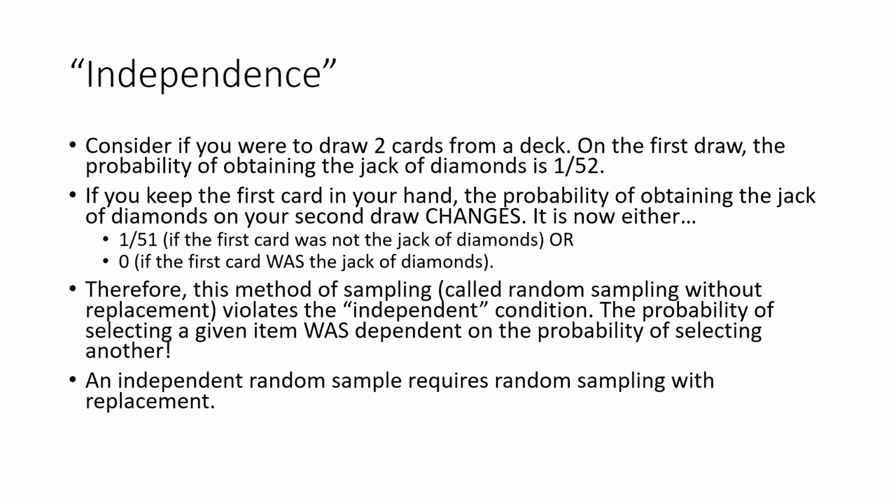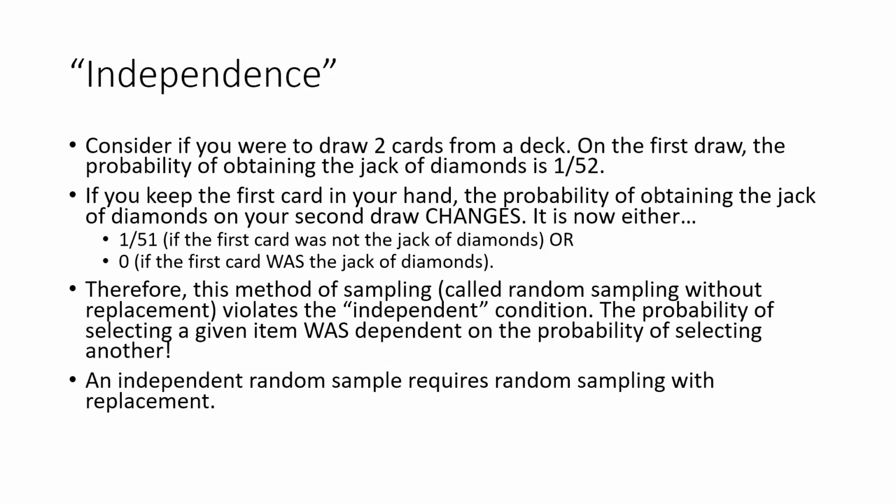Consider if you were to draw 2 cards from a deck. On the first draw, the probability of obtaining the Jack of Diamonds is 1 out of 52, because there's only 1 Jack of Diamonds in the deck. If you keep the first card in your hand before you draw the second card, then the probability of obtaining the Jack of Diamonds on your second draw changes. Now it's either 1 out of 51 if on the first draw the card that you got was not the Jack of Diamonds. Then there's still a Jack of Diamonds left to draw, but there's only 51 cards left in the deck to draw from.